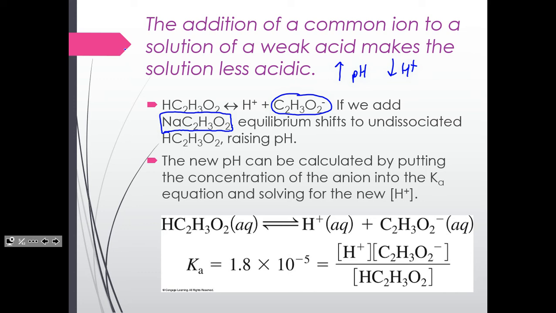Now, I want to be super clear. Ka is never going to change unless temperature changes. So this will stay the same unless temp changes. And in most of these examples in this unit, we will not be changing temperature. If we do change temperature, we'll have to be given a new Ka value, or we will be solving for it.